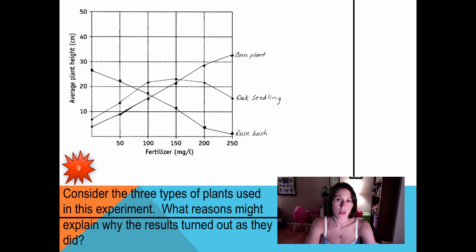This is a little bit beyond interpreting. So this is going to be making some kind of prediction, which often you're going to have to do when you're talking about science. So consider the 3 types of plant used in this experiment. What reasons might explain why the results turned out as they did? And there could be any possible number of answers. So it's just your best guess. So go ahead and jot that down, and then go ahead and hit play when you're done.